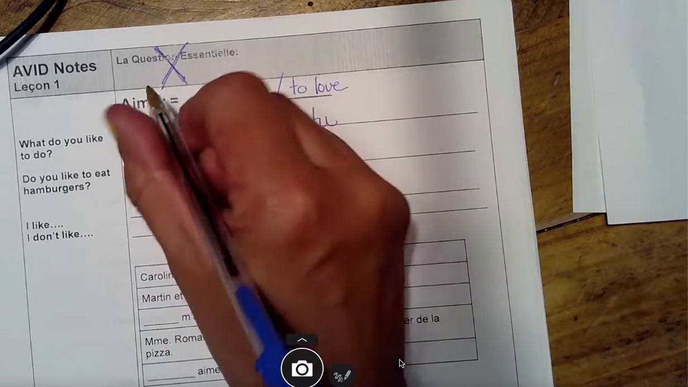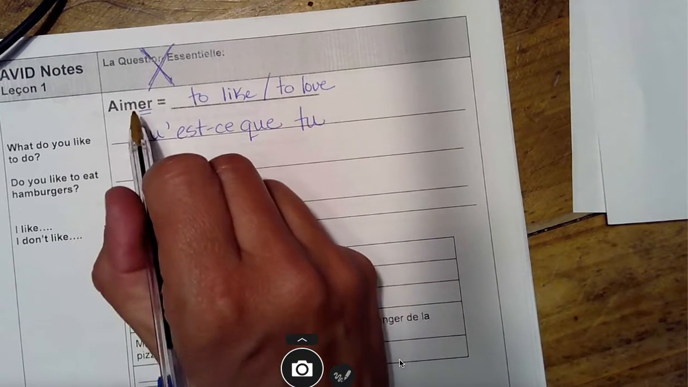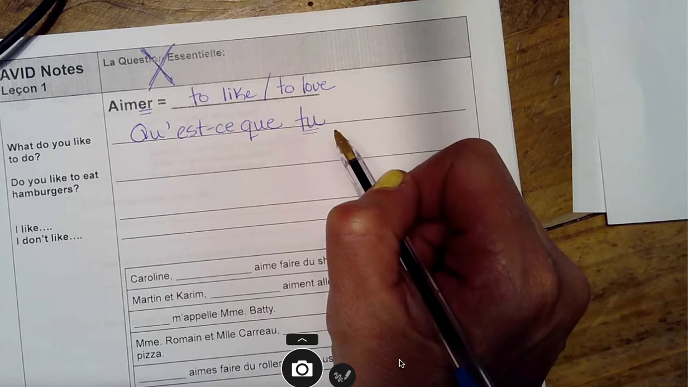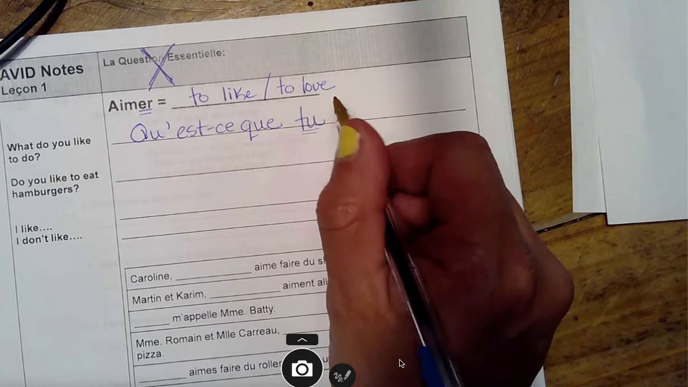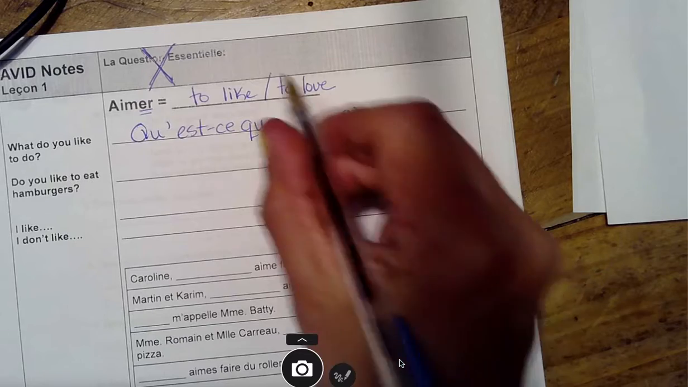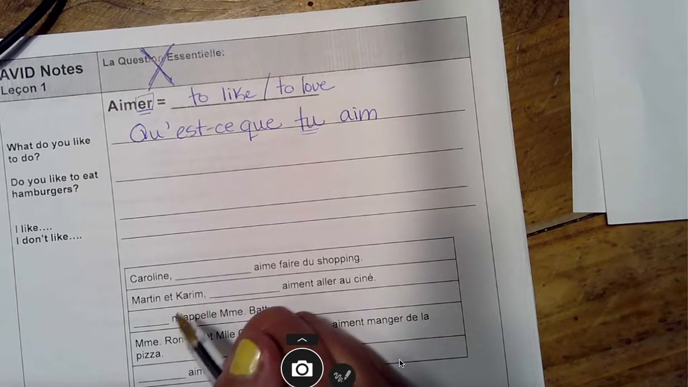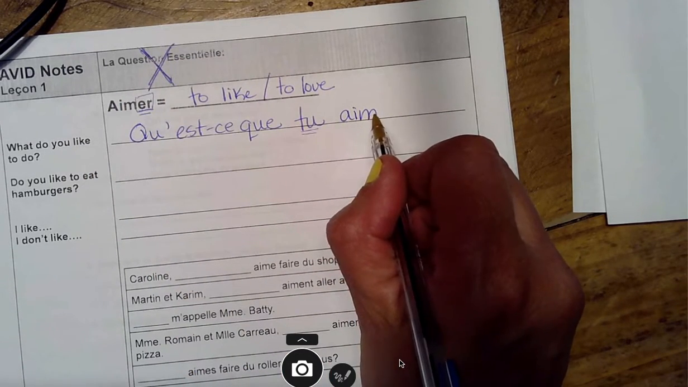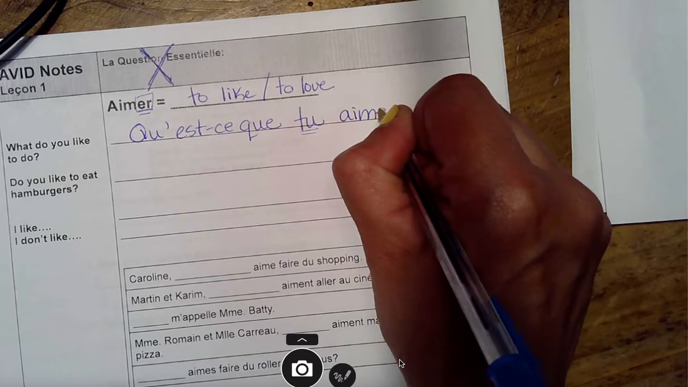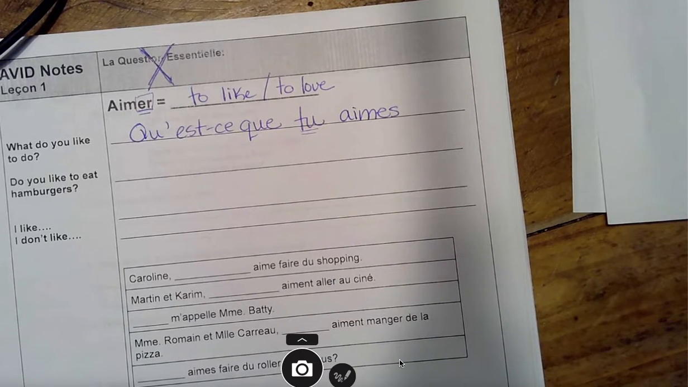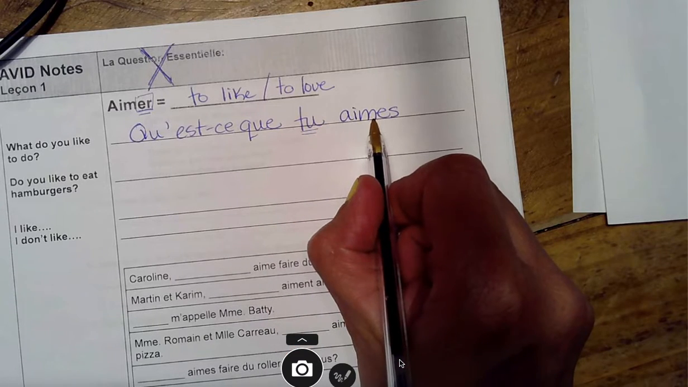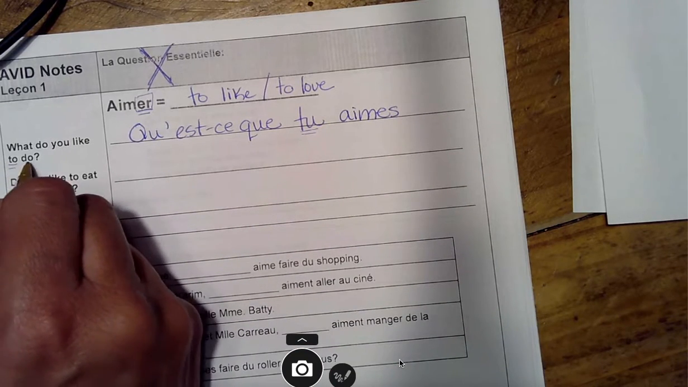Like is aimer, but now we have to conjugate it for the pronoun tu. We're going to do that in lesson 2 or 3, but just for now, it looks like this. We take the ER off and we are left with the stem, and then we have to add an ending that matches with tu. And this ending is ES. Again, we're going to learn these tomorrow or Thursday or something. Qu'est-ce que tu aimes?